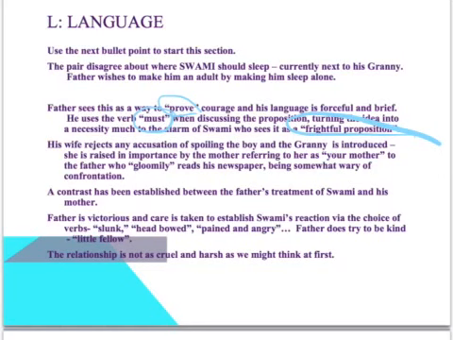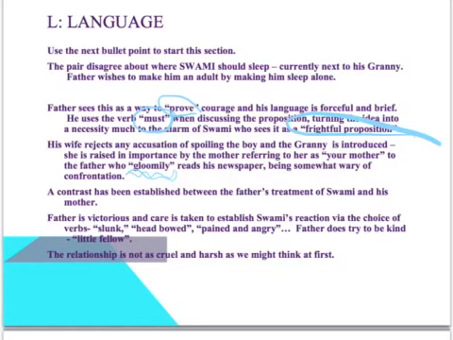Granny is introduced because the mother declines to have any part in this argument, and the granny, sitting up in her bed, obviously has a power over the father. The father doesn't argue with his mother. He gloomily reads his newspaper. He seems somewhat wary of confrontation with her.